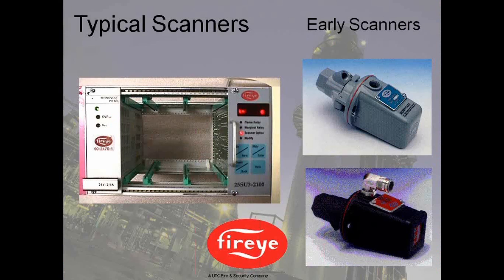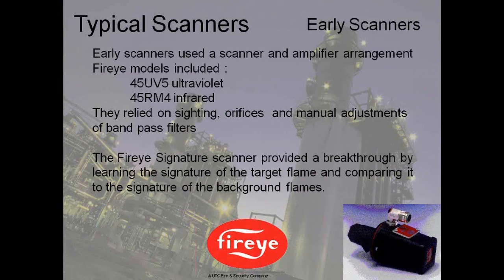Beginning, typically early scanners would have an amplifier and a scanner. Those scanners in the Fireye variety were the 45UV5, which used an ultraviolet tube, and the 45RM4, which used an infrared sensing tube. These again went to the amplifier.